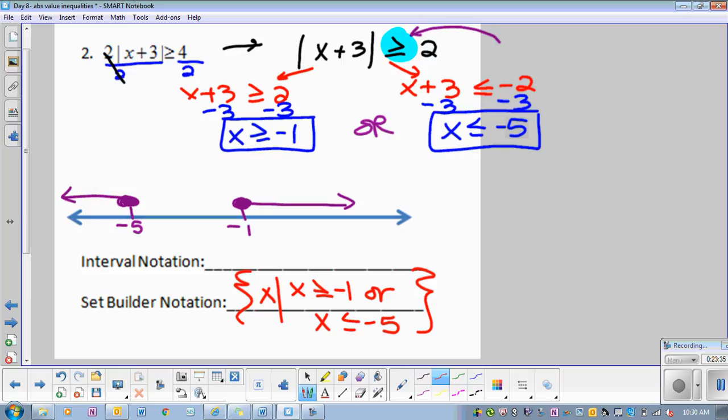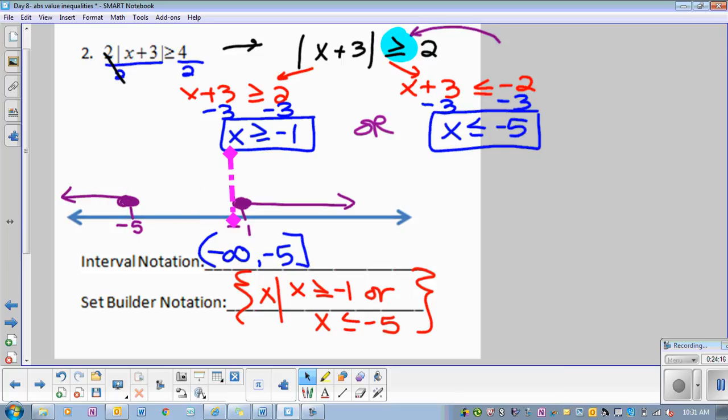Now my interval notation, I have an arrow going all the way to the left. Where is this going? Negative infinity, thank you. So I'm going from negative infinity all the way to what number? -5. Okay, so the negative infinity gets parentheses. That -5 gets a what? Bracket, because it's a closed circle.